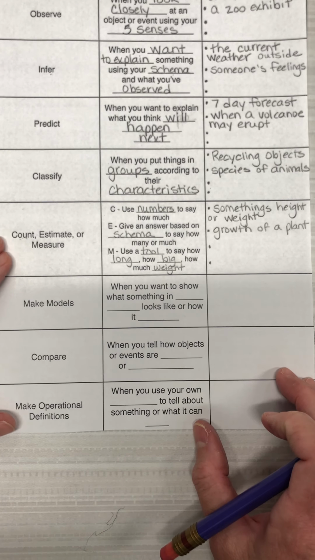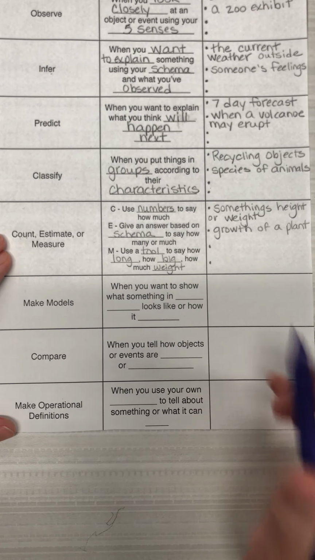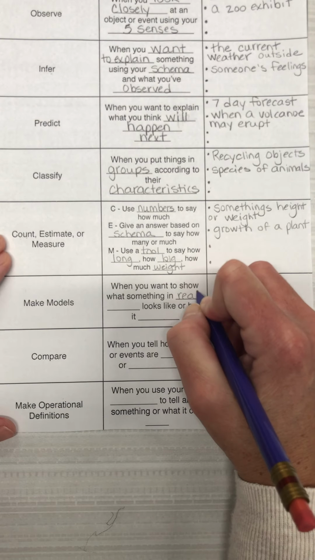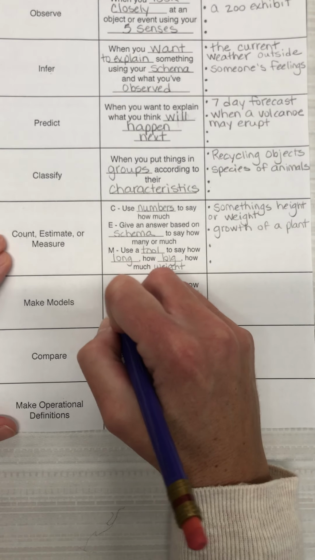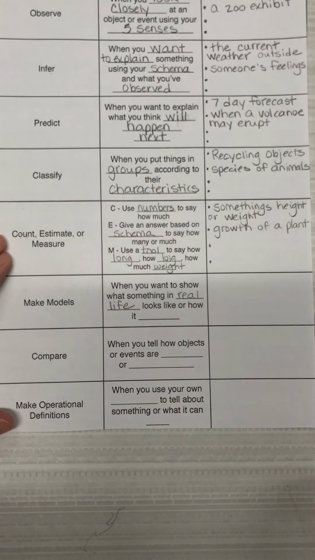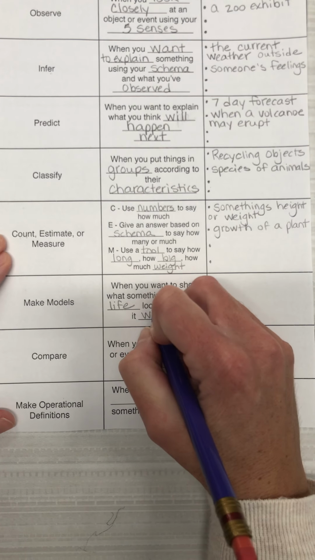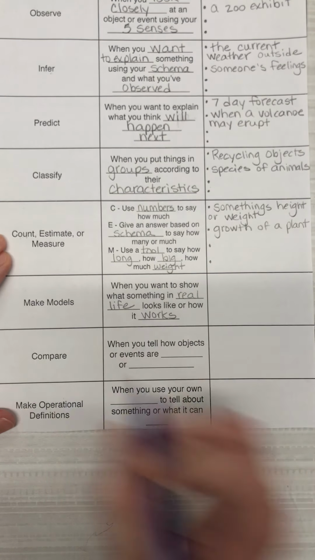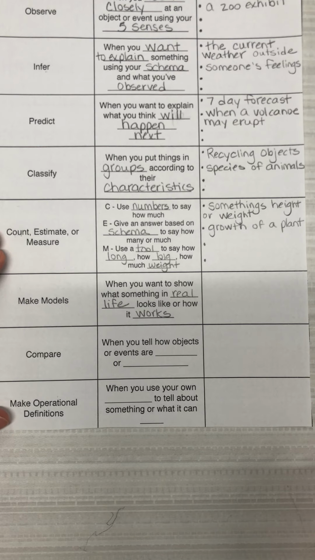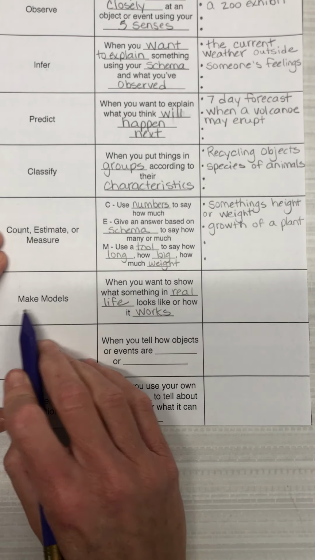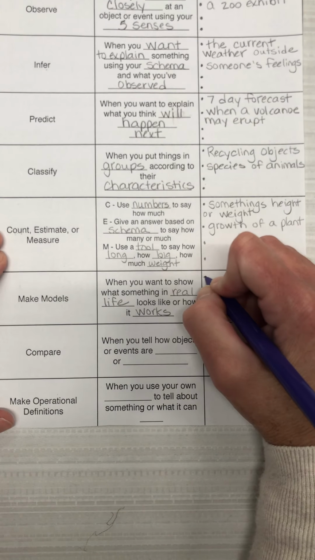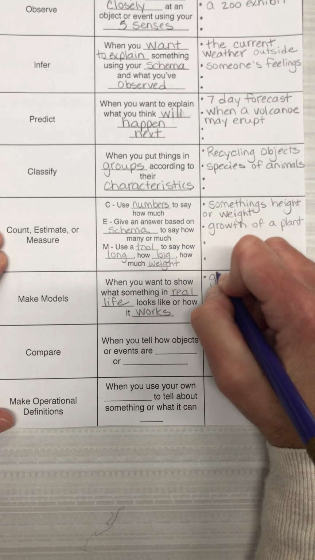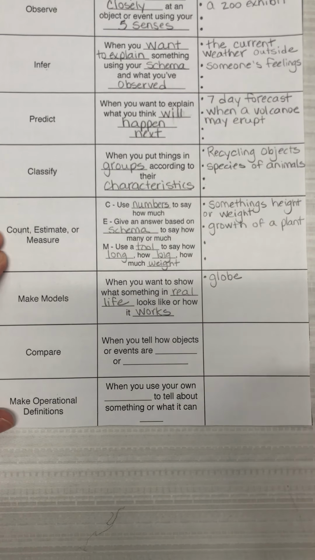All right, making models. When you want to show what something in real life looks like or how it works, scientists may make a model. So what are some things or examples of models scientists might make? This is the one I said in the lesson. Globes are a model.